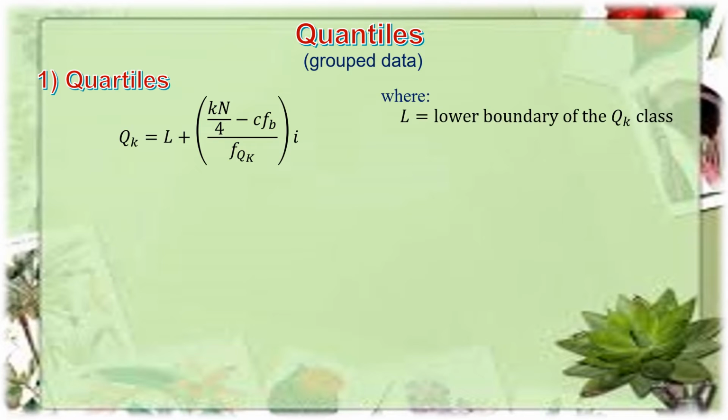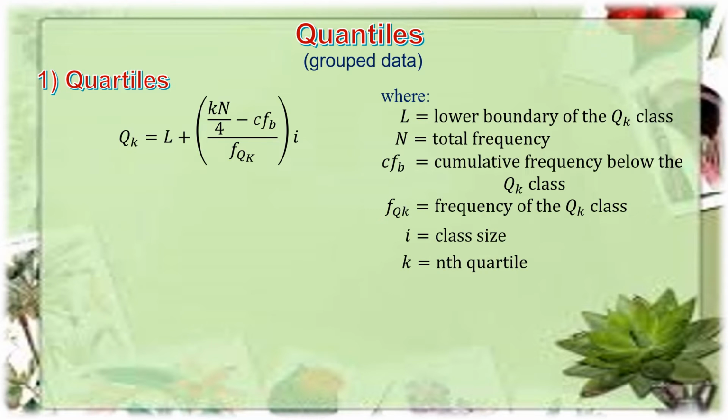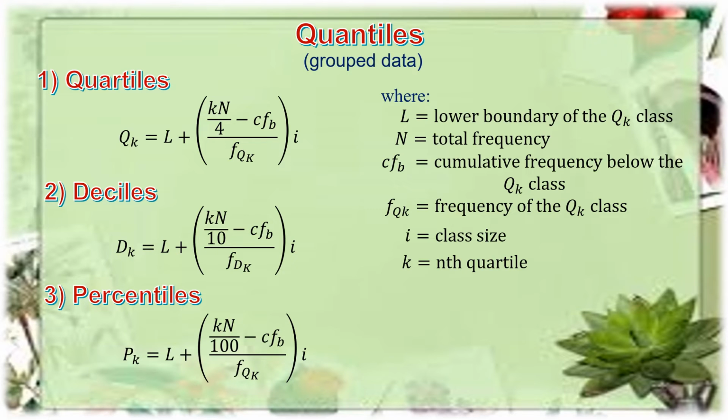Now let us solve for grouped data. This is the formula for the quartiles, where L is the lower boundary of your quartile class, N is the total frequency, CFB is the cumulative frequency below your quartile class, F sub QK is the frequency of your quartile class, i is equal to the class size, and k is equal to the nth quartile. For deciles, this is the formula, and for percentiles, this is the formula.